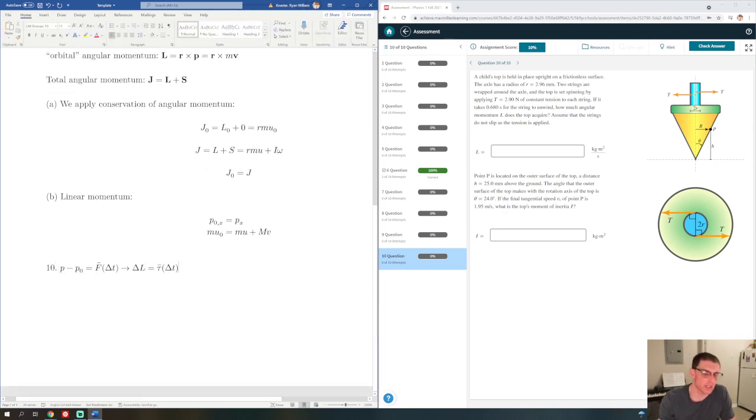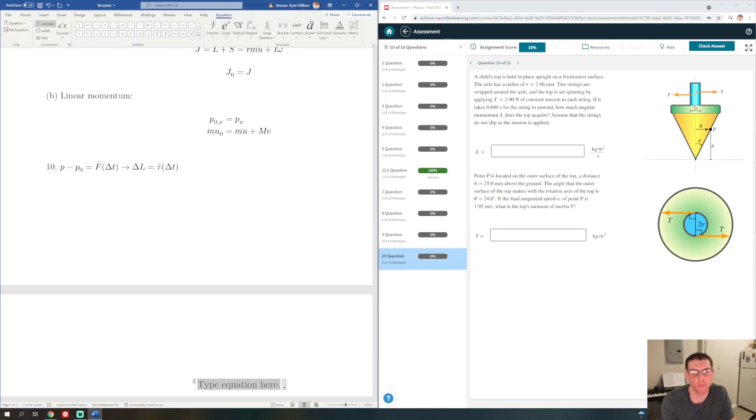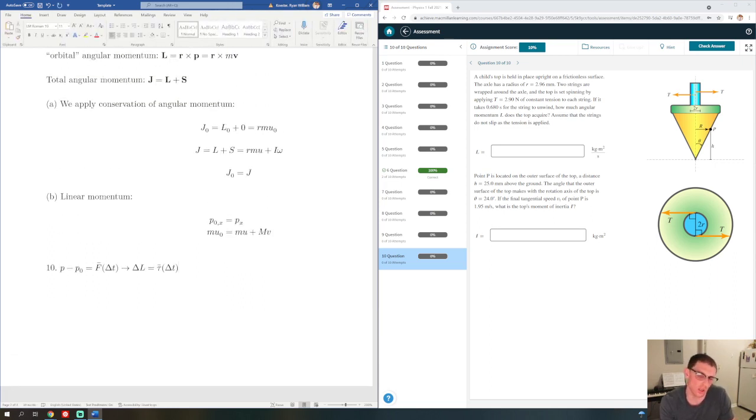So what we find is, well, that's it actually. I think it's just delta L equals the average torque times delta T. And the torque should be a constant, so we don't even have to worry about taking an average or anything like that. Do people feel okay about computing the torque here? Is that possibly a source of confusion?